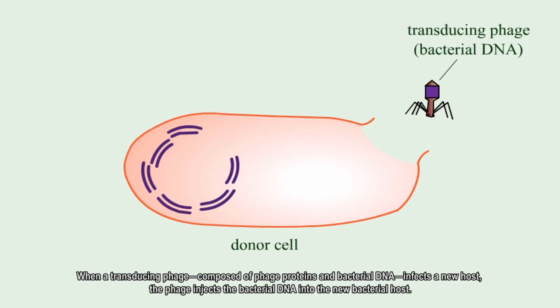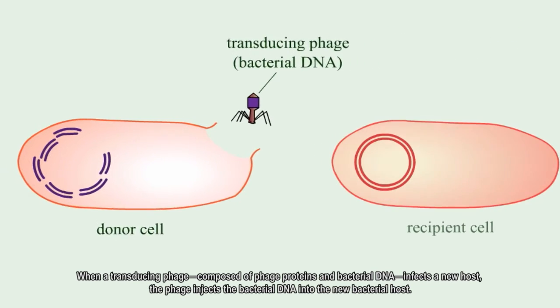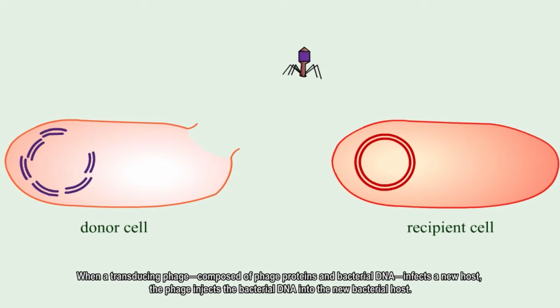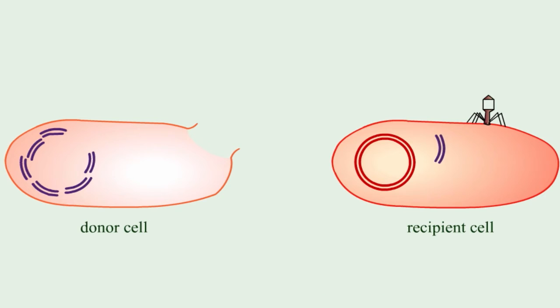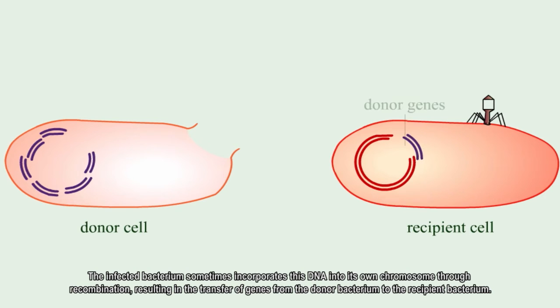When a transducing phage, composed of phage proteins and bacterial DNA, infects a new host, the phage injects the bacterial DNA into the new bacterial host. The infected bacterium sometimes incorporates this DNA into its own chromosome through recombination, resulting in the transfer of genes from the donor bacterium to the recipient bacterium.